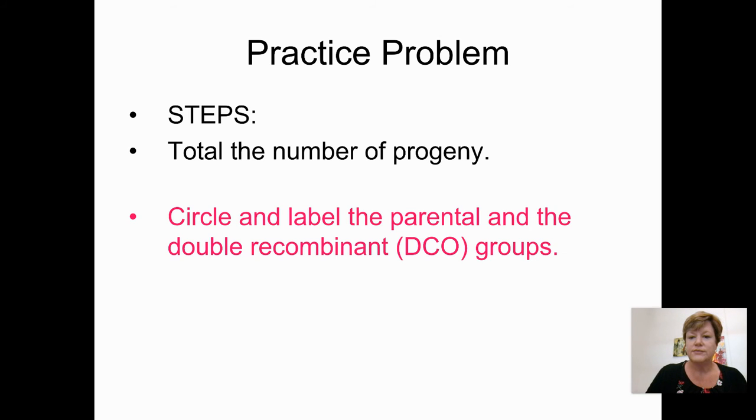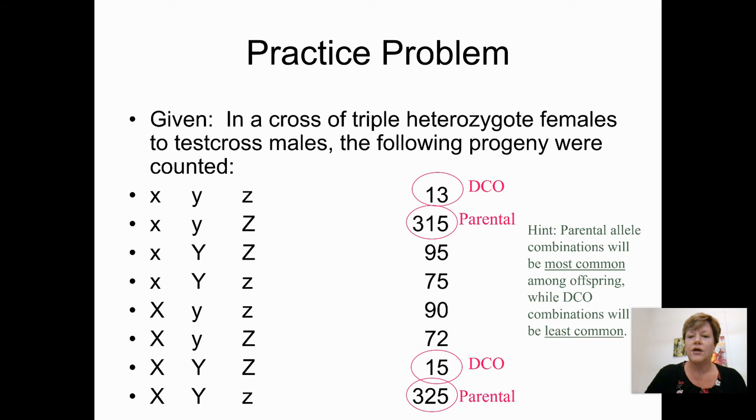And you do that surely by numbers. So you'll recall that the parentals are the most common, so I circled the 315 and the 325. And the DCOs are the least common, so I circled the 13 and the 15. And so I've identified the most common and the least common. And I do label them like this because they could appear anywhere on the list.